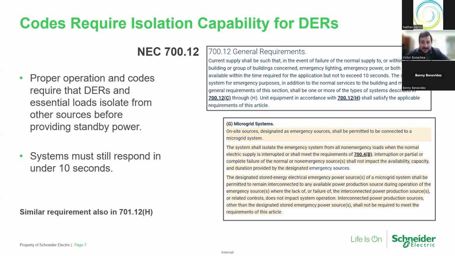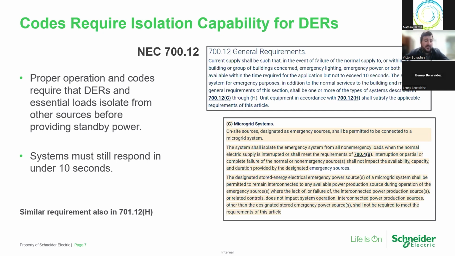And they take it a step further. On the top paragraph here, you can see it mentions on the third line down, I'm not going to read the whole thing, that the application must be online. Actually, let me read it. Available within the time required for the application, but not to exceed 10 seconds. So that means that if an outage does occur, and you need this isolation to do its job and isolate your inverter so it can resume operation in a grid forming mode for standby power, that all has to happen in 10 seconds.